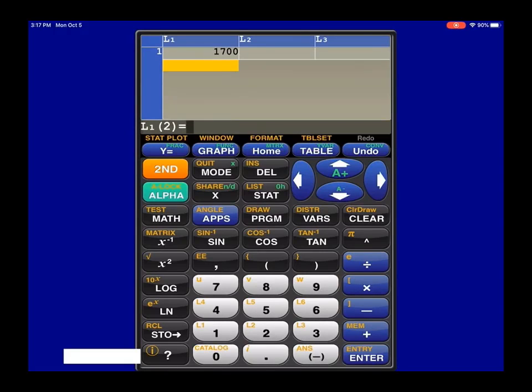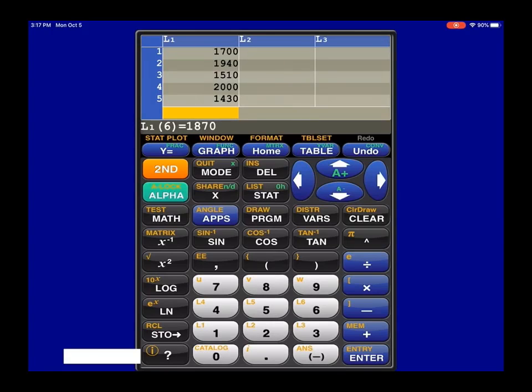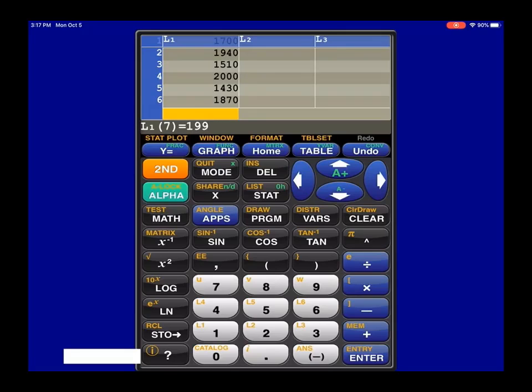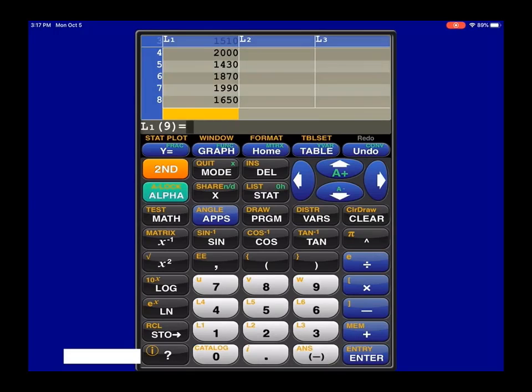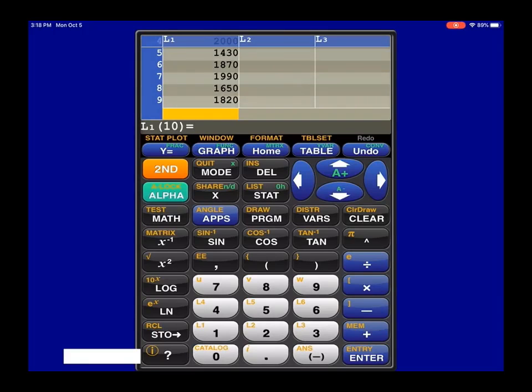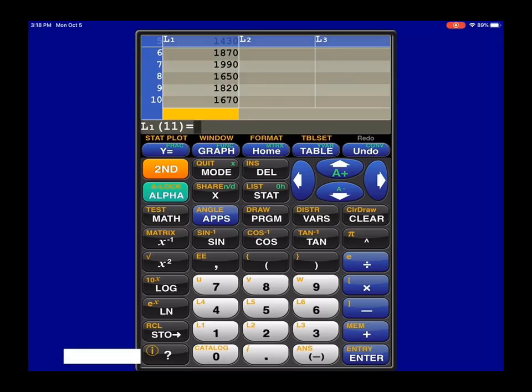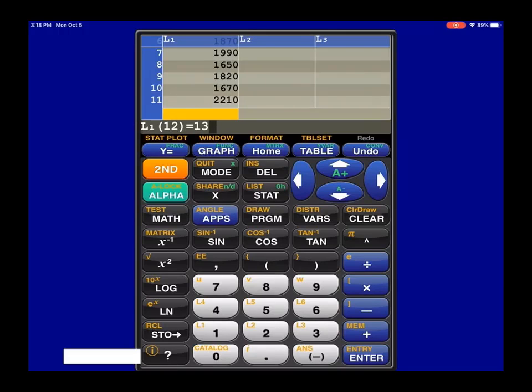1700 is the first one, enter. 1940 is the second one, enter. 1510, enter. 2000, enter. 1430, enter. 1870, enter. I have this on my computer here at home, guys, so I can see my screen on my laptop, and that's what I'm using. 1650, enter. 1820, enter. 1670, enter. 2210, enter, and 1380, enter.